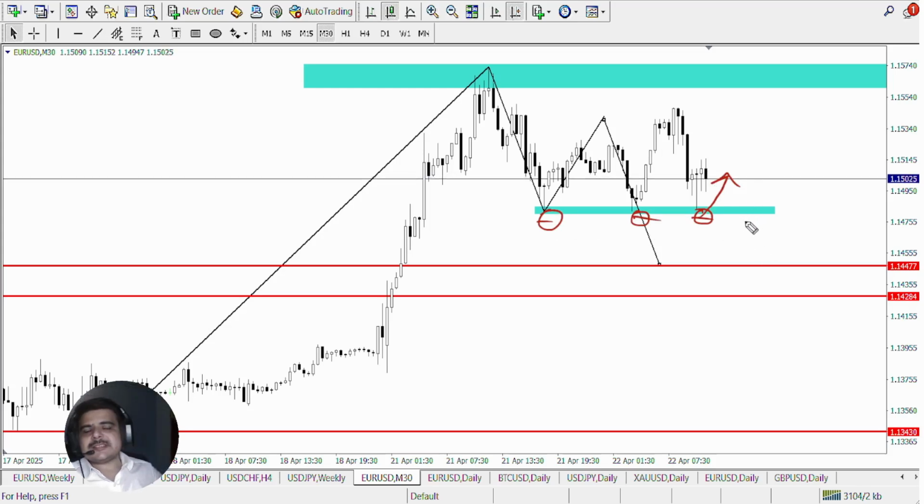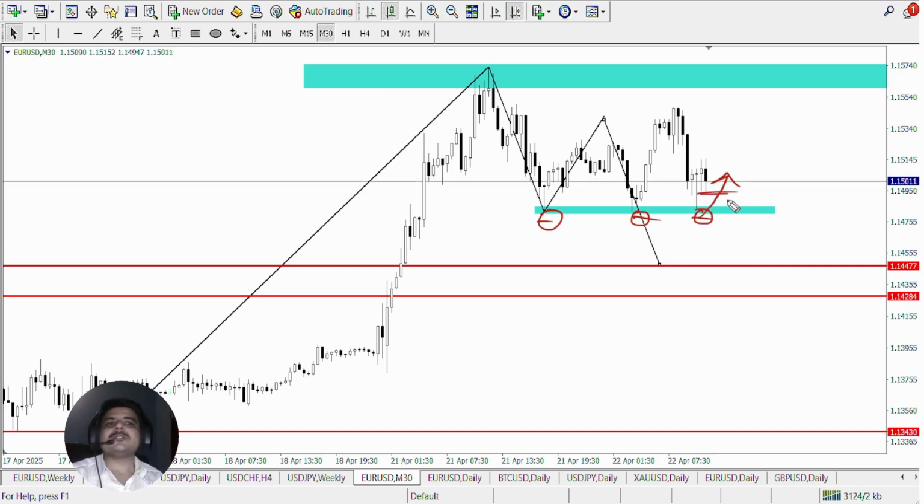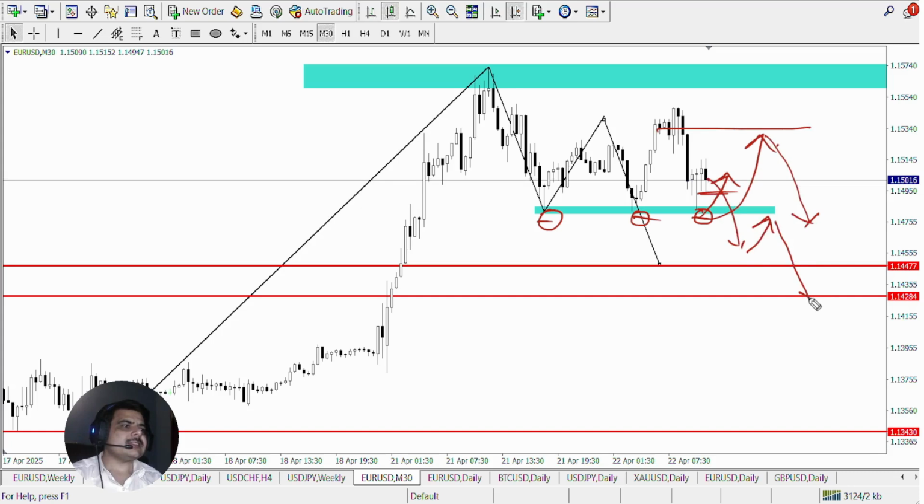So I will say I can make an alternative plan for this, and that alternative plan right here, I don't do anything. I wait either for that zone and then take a sell, or I wait for a breakout, a retest, and then this particular setup. How will I be able to catch that particular setup?